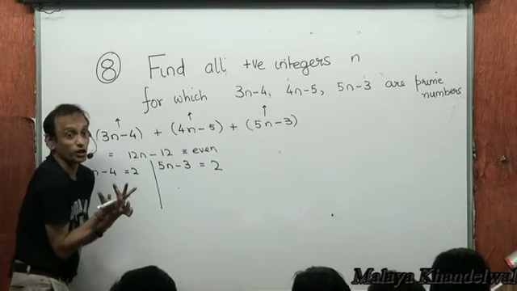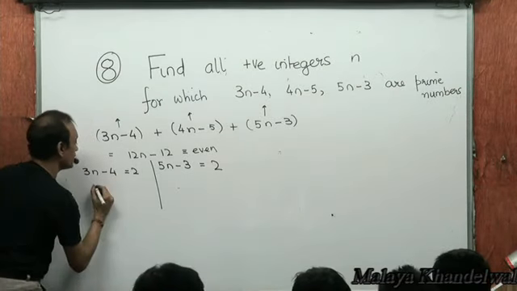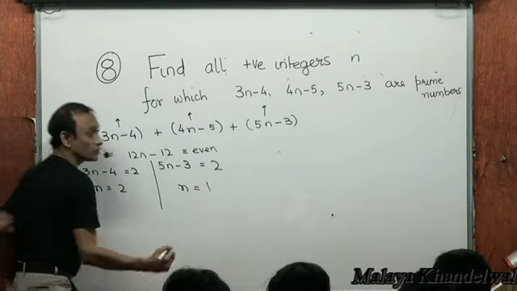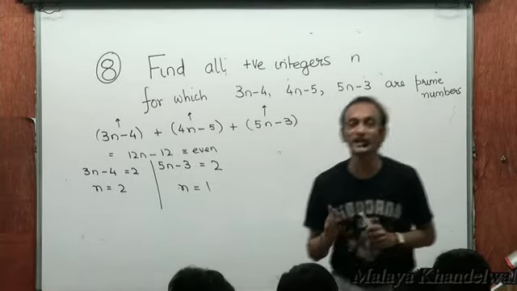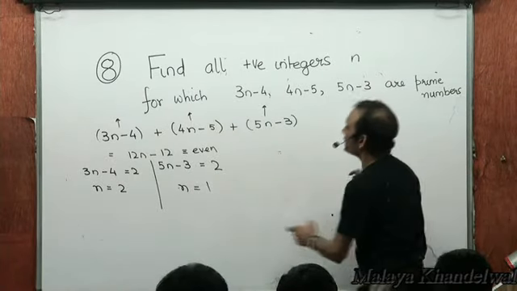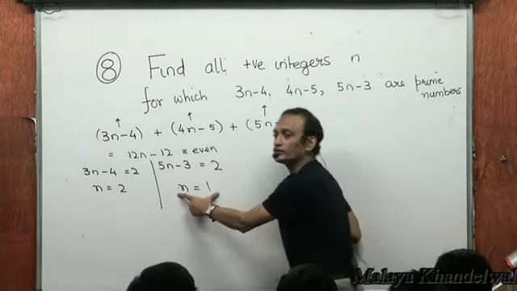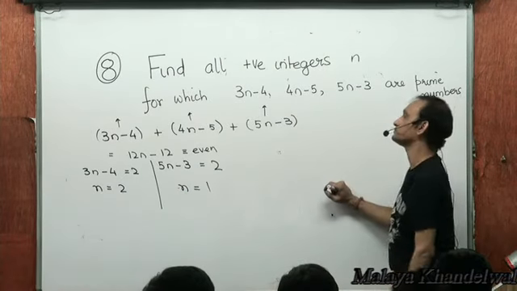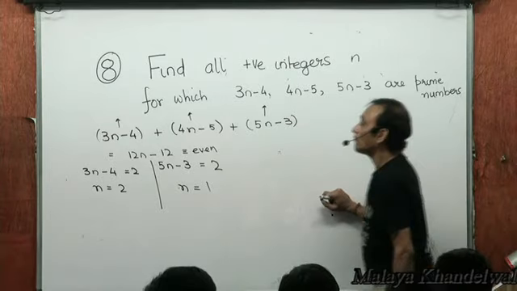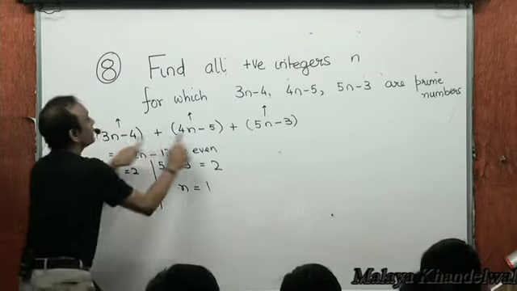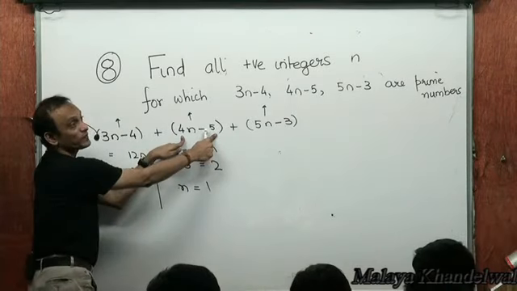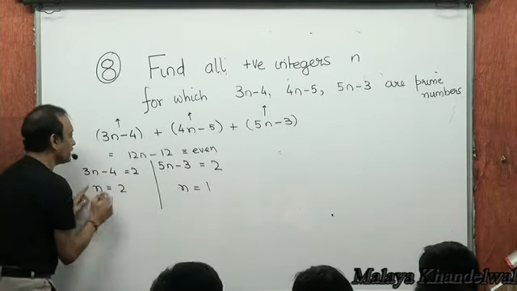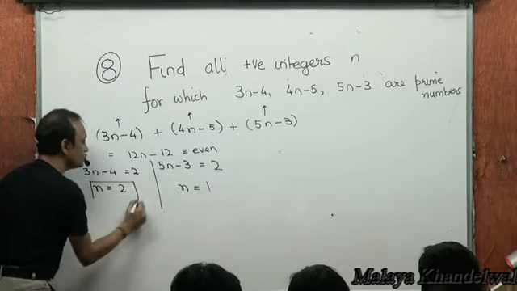This will determine the value of n. One will give me n equal to 2, and the other will give me n equal to 1. So I need to check only 2 numbers, n equal to 1 and 2. Now n equal to 1 I rule out, you can check that, because for n equal to 1, two of these are negative and they are equal. So I need to just check n equal to 2.